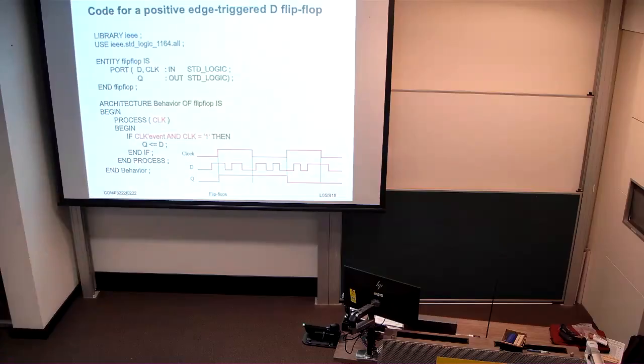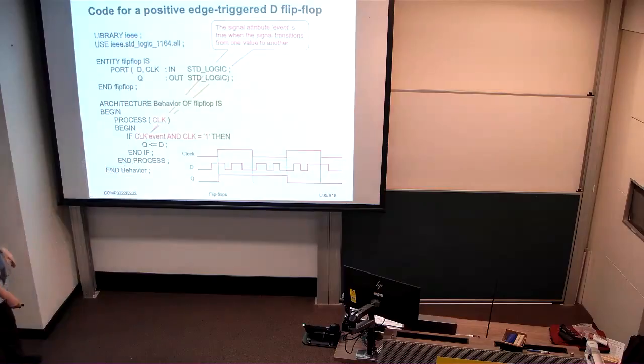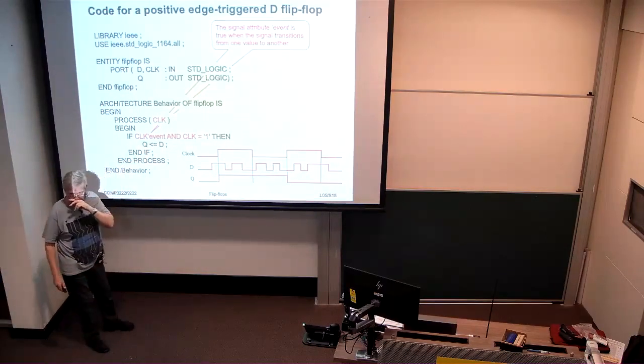And in this particular case, we're then going to check, has there been some sort of signal transition on the clock? That's what this clock'event means. And if the clock is now 1, having had an event on the clock, then assign the value of D to Q. Okay?